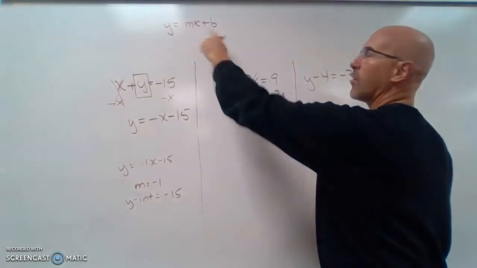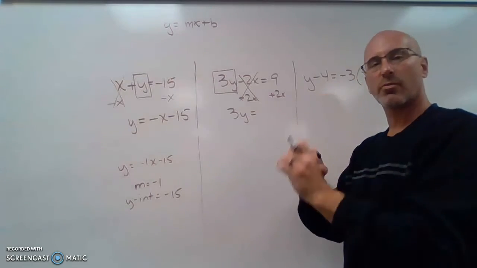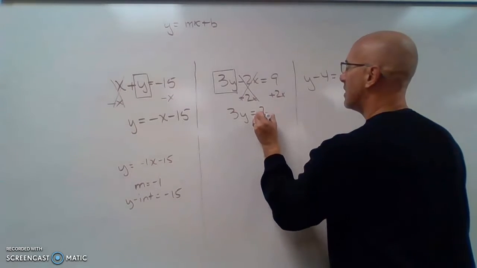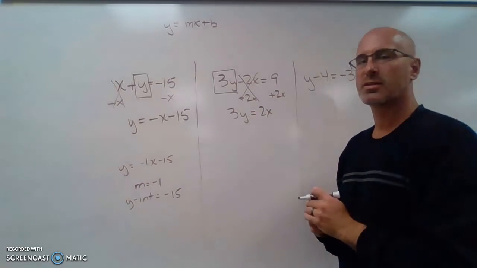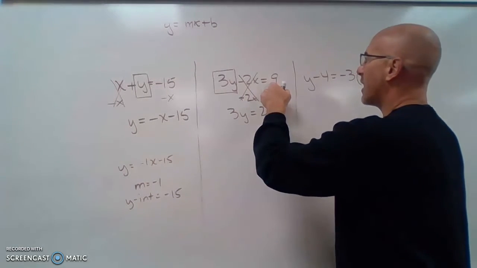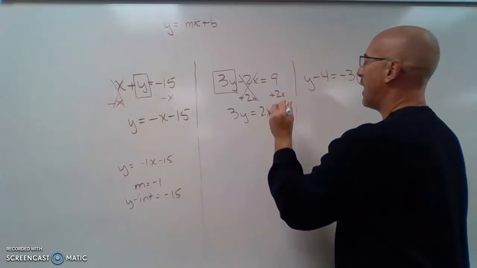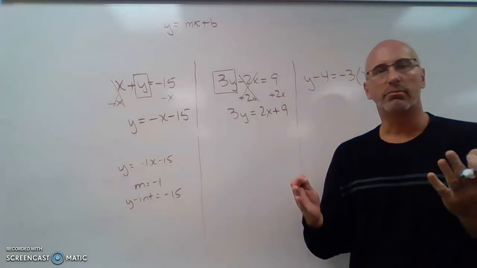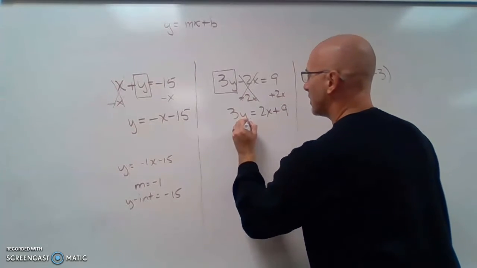Now, according to my form, the x term has to come right after the equal sign. So I'm going to put this first. Plus 2x, I'm going to keep that as 2x, and then I have a 9. There's no sign there, so this is a positive 9. Some people might say, oh, I'm done. No, you're not.